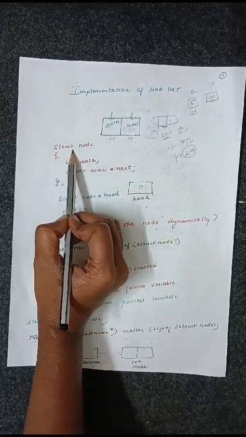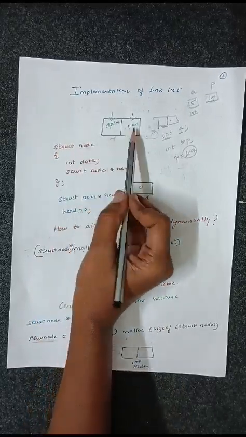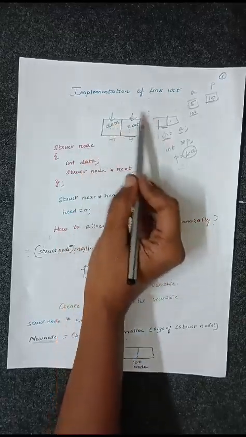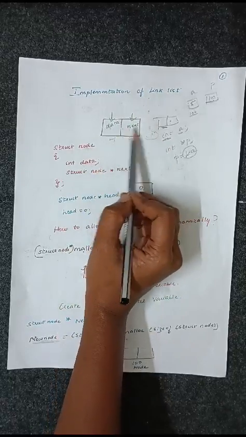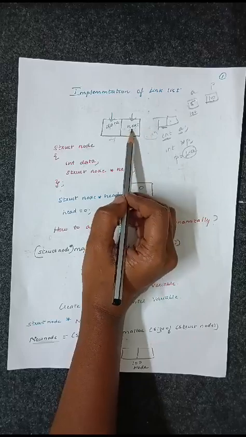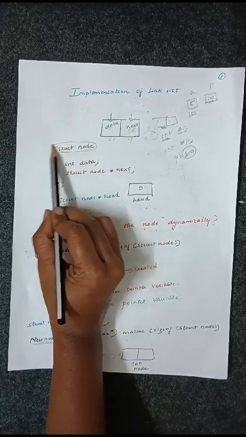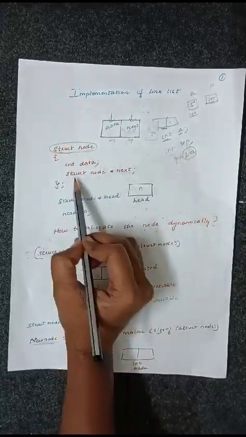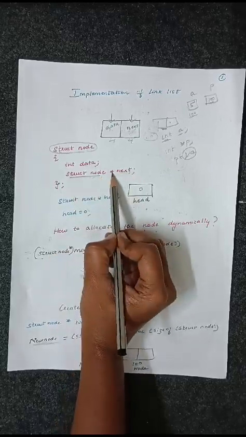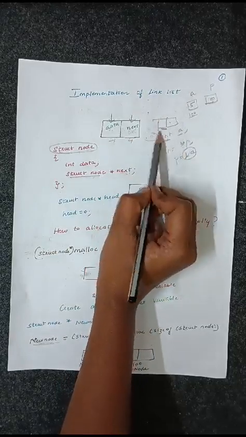So struct is my keyword. My structure name I'm giving as node. Inside that I have two parts. One is your data part and another is your link part. Here I have given it as next. You can give it as link, you can give anything. So this itself is a user defined data type. So this is my data type, asterisk, pointer variable, where I am going to store the address of another node.